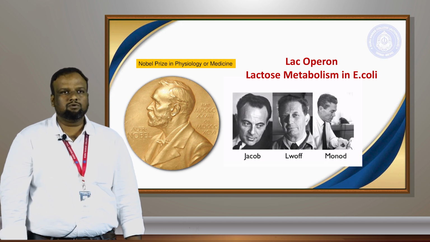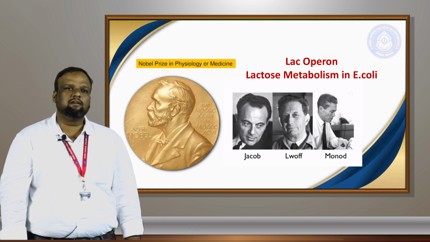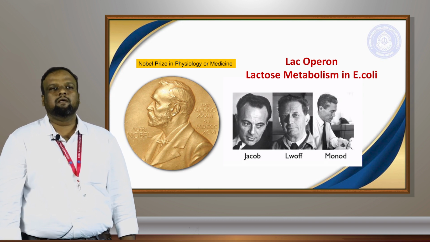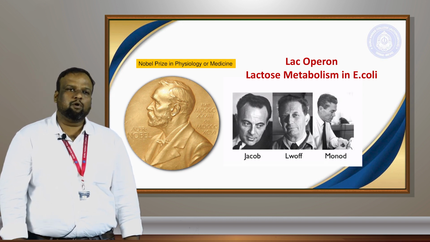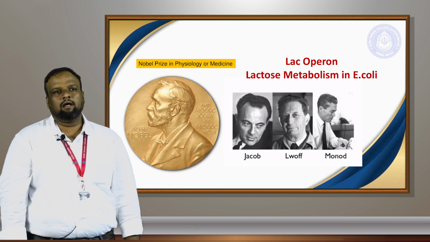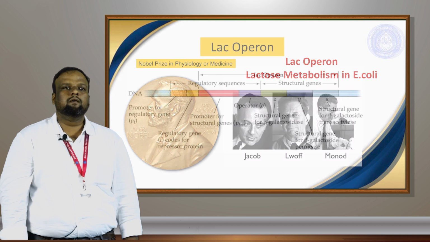Lac refers to lactose, which is nothing but a disaccharide made up of glucose and galactose. Operons are closely related genes which are going to metabolize the lactose molecules. And there are several different types of operon in prokaryotes. One such is the lactose operon, which was first discovered by Jacob, Lwoff and Monod, and they were awarded the Nobel Prize in the year 1965.